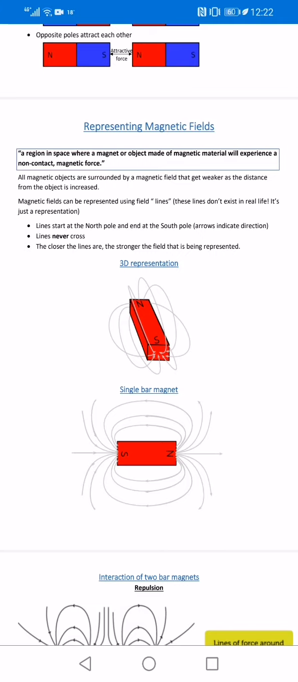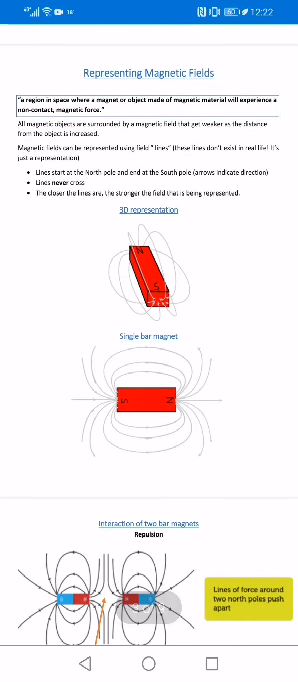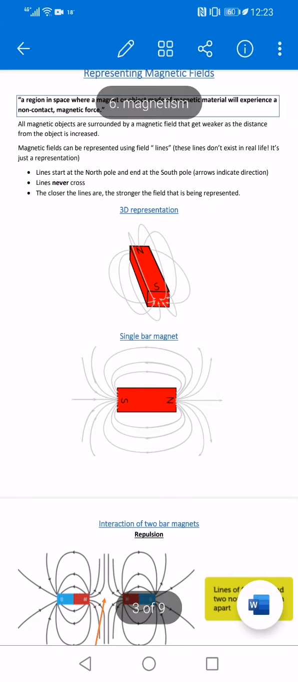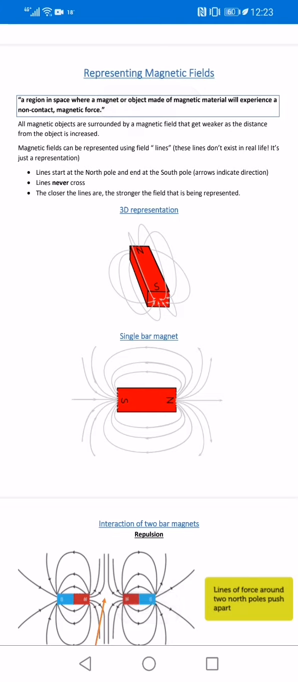Then magnetic fields can be represented using field lines. Okay, they're not real, they aren't lines that exist in real life, but it's just a way for us to represent the field. Now, when we draw these lines to represent the magnetic field, there are these 3 points. These are the 3 rules. Okay, so firstly, the lines start at the North Pole and end at the South Pole.